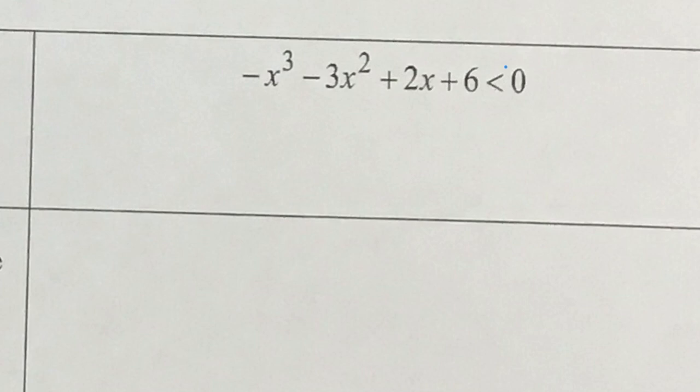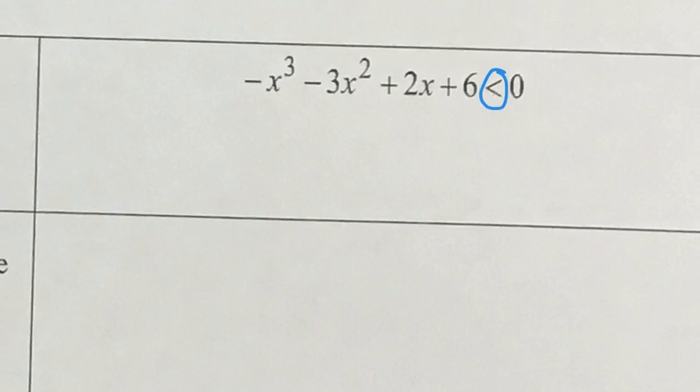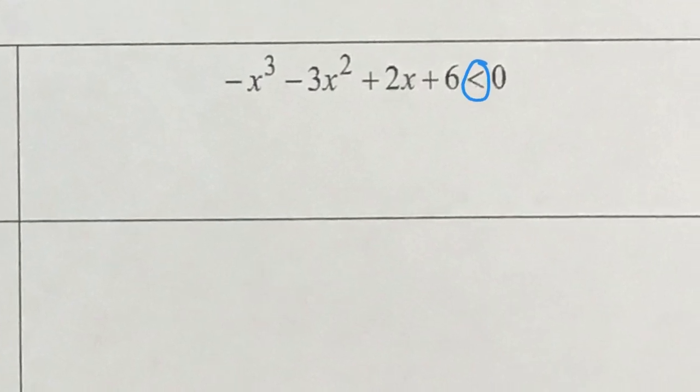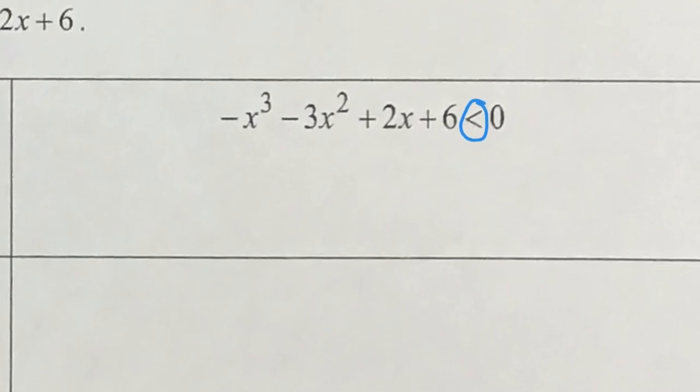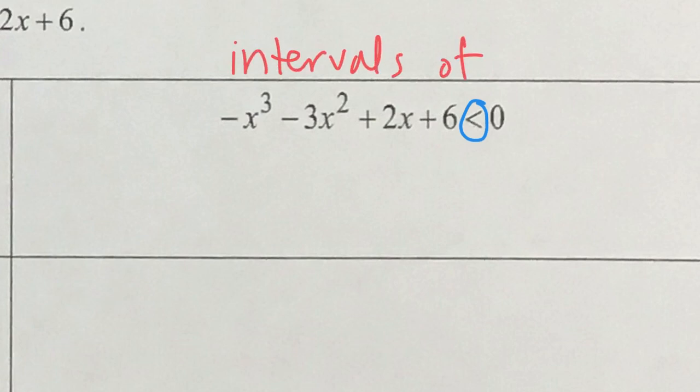polynomial less than 0. Okay, so what kind of y values are we looking for if we want less than 0? Negative y values. We want intervals where our graphs are negative. Intervals of negative numbers.